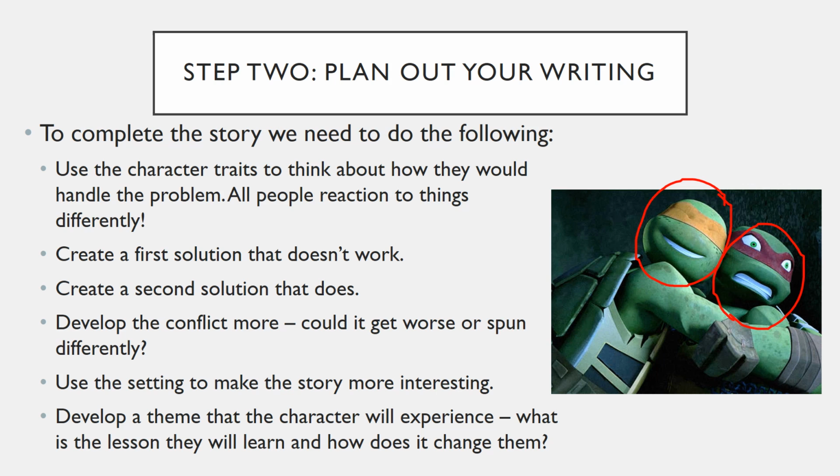Develop the conflict possibly. Think about how it could be worse or even different. By different, I don't mean to change it, but maybe we learn some more information. Use the setting in the story to make it more interesting. Develop a theme that the character will experience. What is the lesson they will learn, and how will it change them? So, if we're reading in the setting, it starts to rain, that might create additional problems. That could be very interesting. If our characters don't learn anything, it'll be confusing. More importantly, we'll wonder, why did I even read this story?